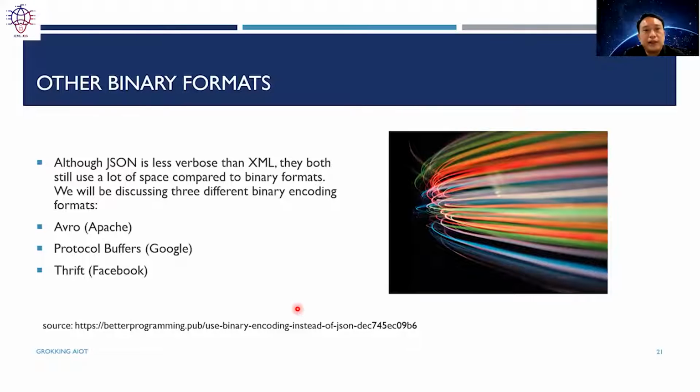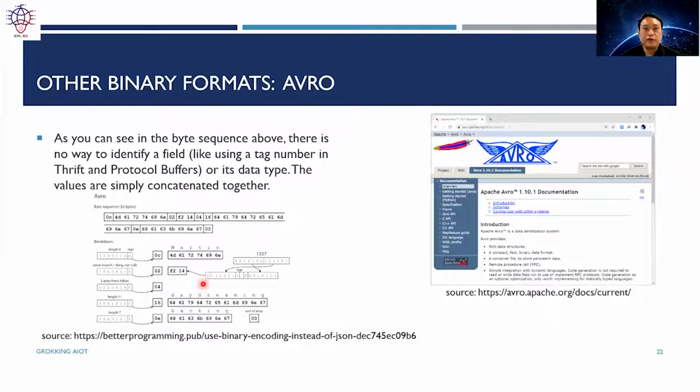Then we also have other formats such as the format from Apache, Google, and Facebook. Okay, these are binary formats, so we'll talk a little bit more about them. So the first one I'm going to talk about is the Avro format by the Apache group. So you can see that the format here, there's a reference here where you can find it as well as from the Apache site itself.